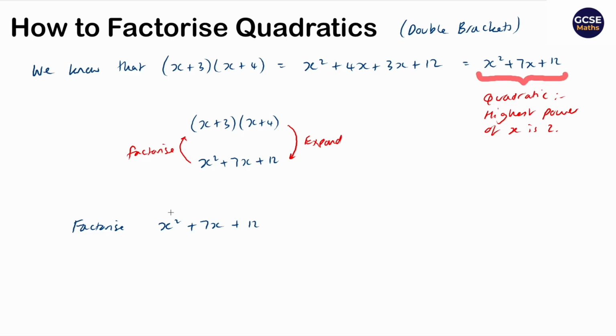I want to show you the format of a quadratic, and the format of a quadratic is this. ax squared, where the a in this case is just 1, plus bx, so our value of b at the moment is 7, plus c, and our value of c in this case is 12. So that's showing the format of a quadratic.